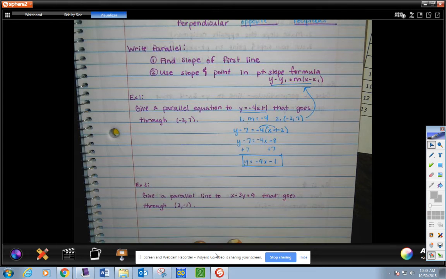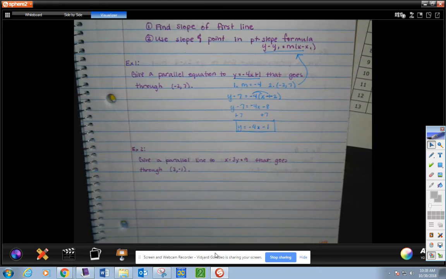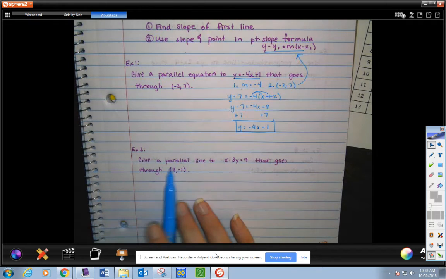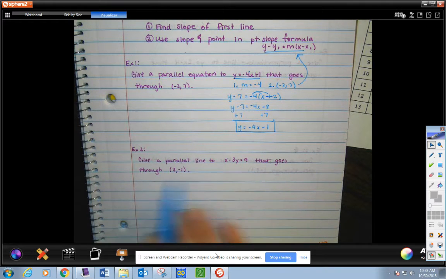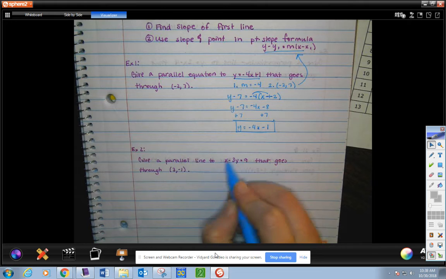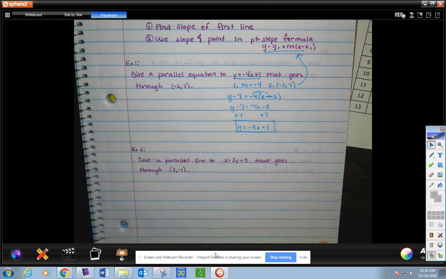Okay, now example 2, you're going to have to do a little bit more work on this one. Not hard work, just more work. I need you to give a parallel line to x minus 3y equals 9, and it has to go through 3, negative 1. Well, the first thing you're going to do is look at this equation. It must be in y equals. So it's not in y equals, so I actually have to find the slope.